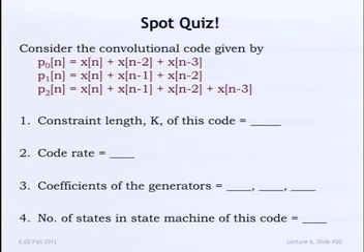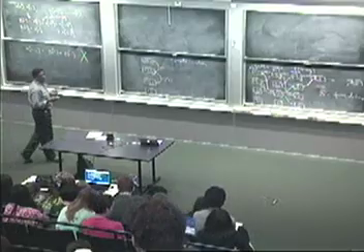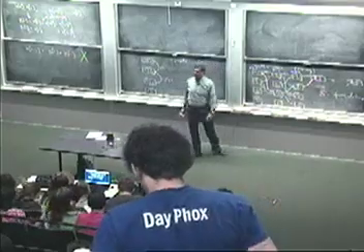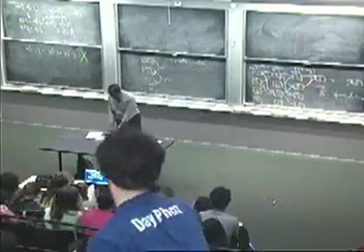What about the number of states in the state machine here? 8, right? Because constraint length is 4, but one of those is the input. So you've got 3 bits that you're storing in memory. 2 to the 3 is 8. So the number of states in the machine is 8. Okay? So more complicated picture than this, but the same principle. All right, we'll continue next time.